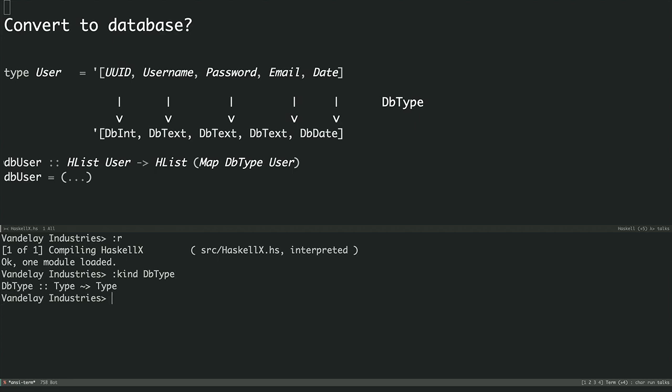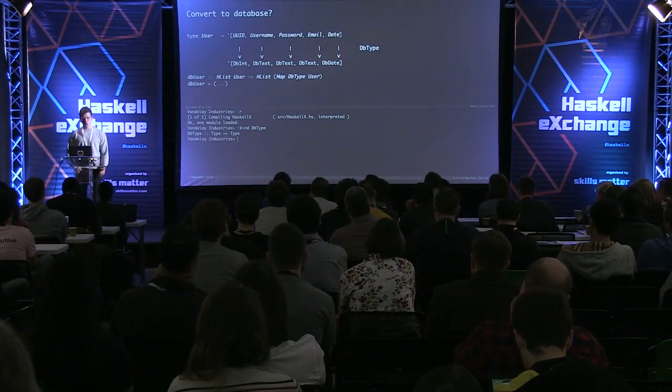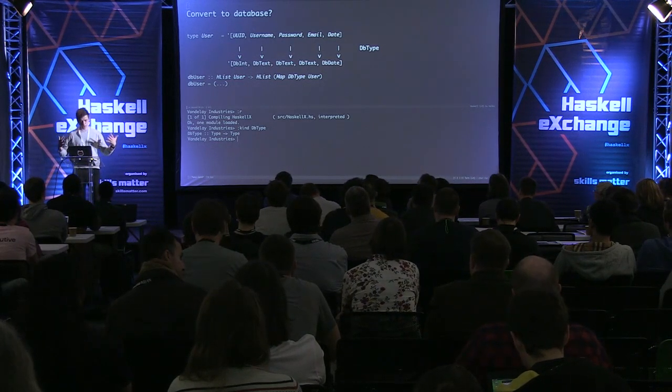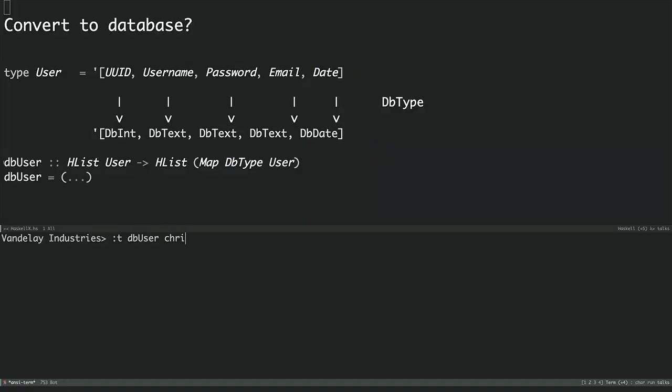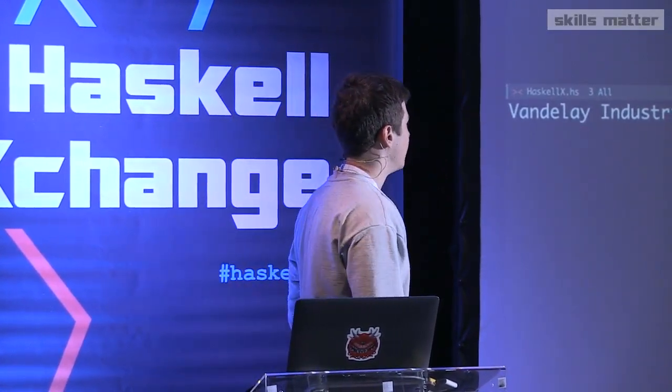Right, so the kind of DB type is type twiddly arrow type. And notice that this has changed from before because we enabled the unsaturated type families extension. So once we've done that and we've changed the kind of the argument of map, we can compile this. So I can now ask what the type of DB user Chris is, and it tells me that the type of that is DB int, DB text, DB text, DB text, DB date. Great, so that worked.